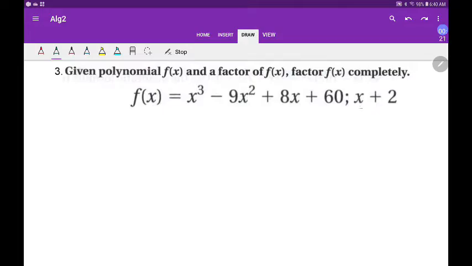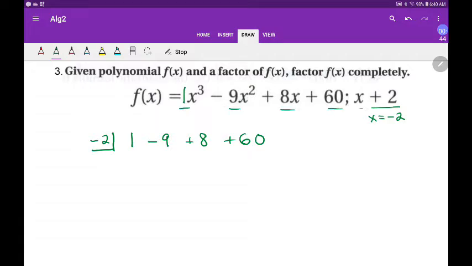What goes with plus 2? Well, x equals minus 2 goes with plus 2. And that would make 0, and we're interested in the 0. So we're going to say minus 2, and then we're going to use the coefficients, 1, minus 9, plus 8, and plus 60. Okay, so each one of these coefficients.